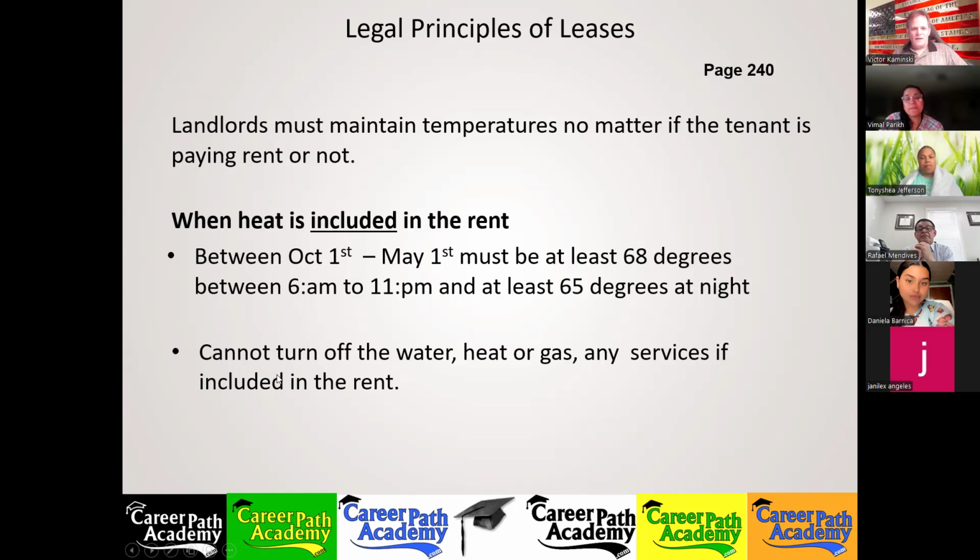So you cannot turn off the water, heat, or gas or services if they are included in the rent and the tenant is not paying the rent.